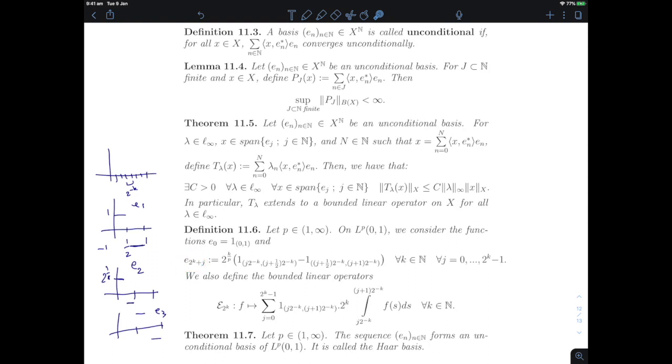So this is the theorem we want to prove. We want to prove that this particular sequence does form a basis of L^p of [0, 1], and that this basis is unconditional. So there will be 3 steps. First, prove that it's a basic sequence, then prove that it's a basis, and then the really hard step, prove that this basis is indeed unconditional.